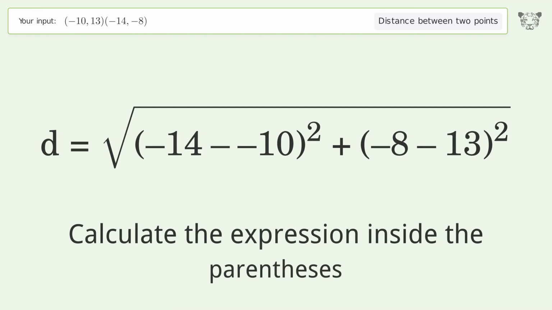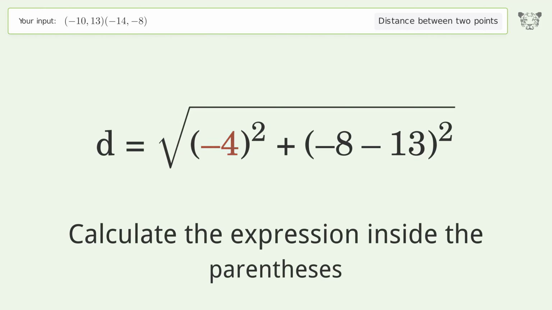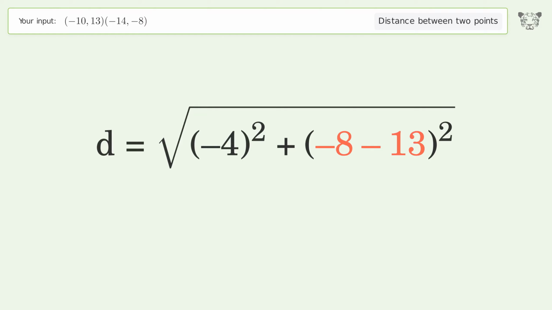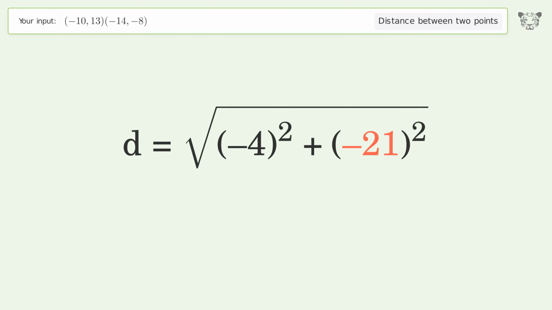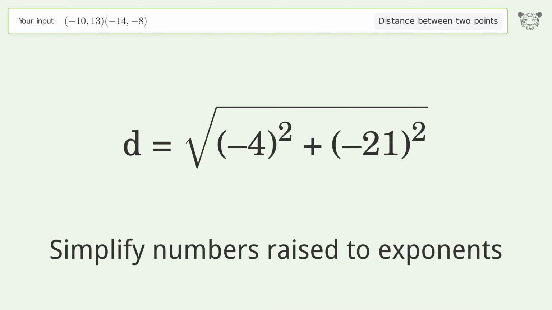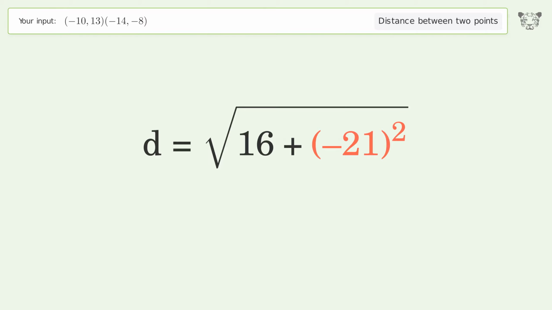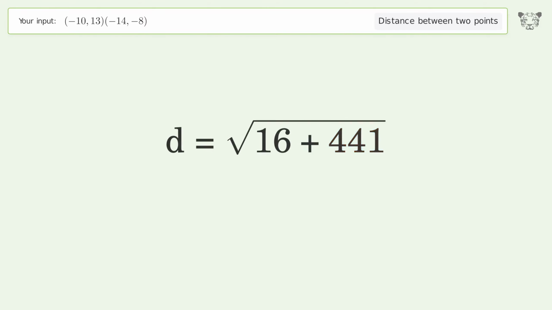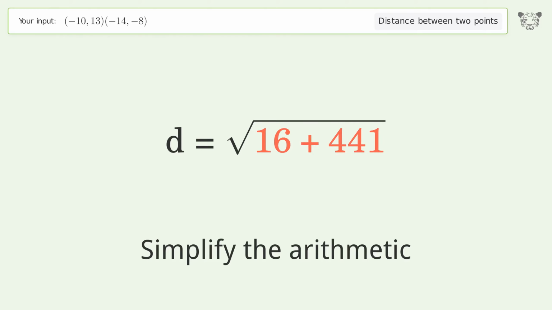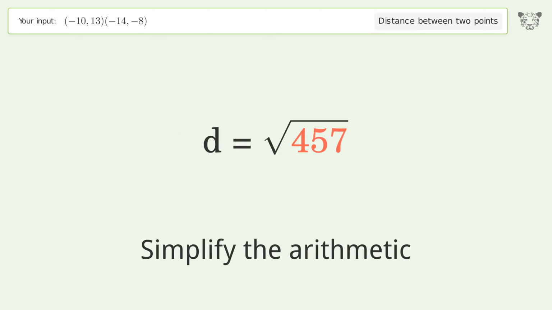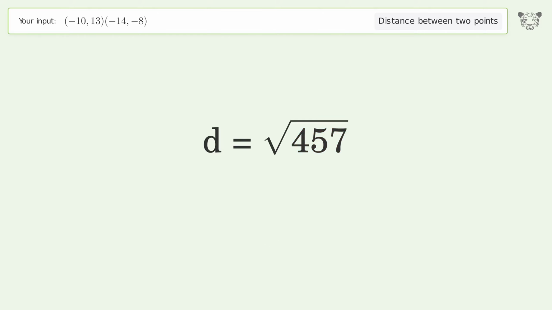Calculate the expression inside the parentheses. Simplify numbers raised to exponents. Simplify the arithmetic. And so the distance between the 2 points is the square root of 457, or 21.378.